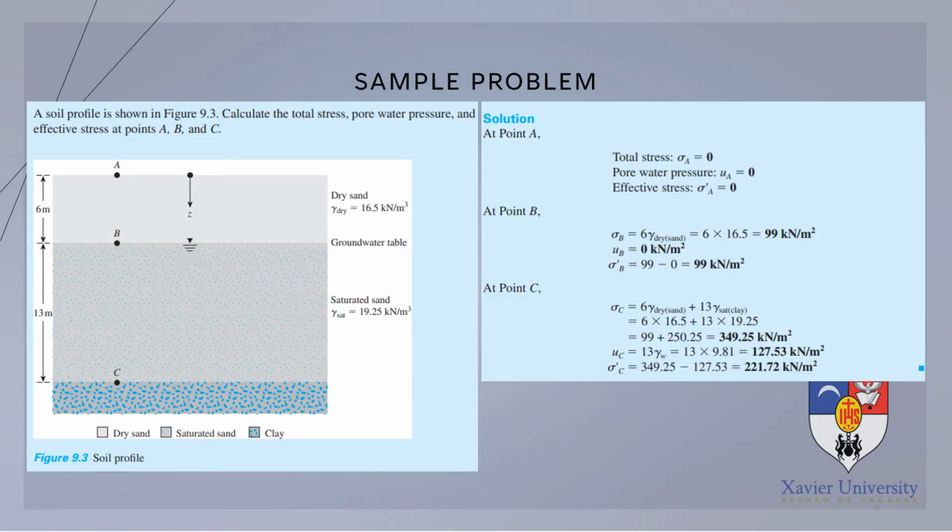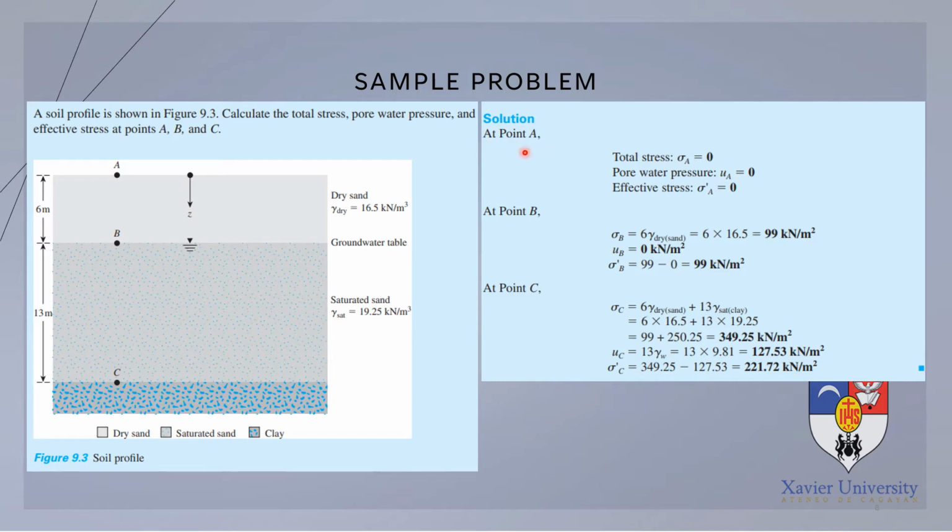We have here a sample problem. A soil profile is shown in figure 9.3. Calculate the total stress, the pore water pressure or neutral stress, and the effective stresses at points A, B, and C. We are given the value of gamma dry, which is equal to 16.5 kilonewton per cubic meter, and the location of the groundwater table, which is 6 meters below point A. We also have gamma sat, which is equal to 19.25 kilonewton per cubic meter, and the height equal to 13 meters.